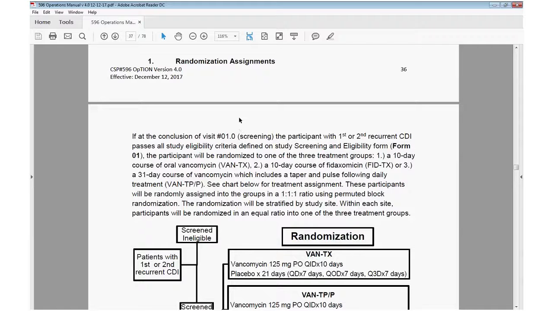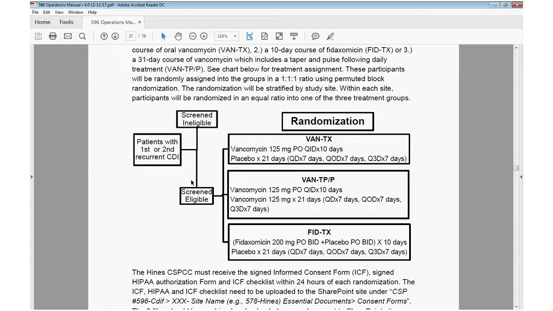Even the treatments that do not have a follow-up, as in the 31-day course of vancomycin taper and pulse, will have a follow-up placebo card, so there is no difference between all the treatments. So basically, you and the patient will both be blinded, and you will not know which treatment they are receiving.